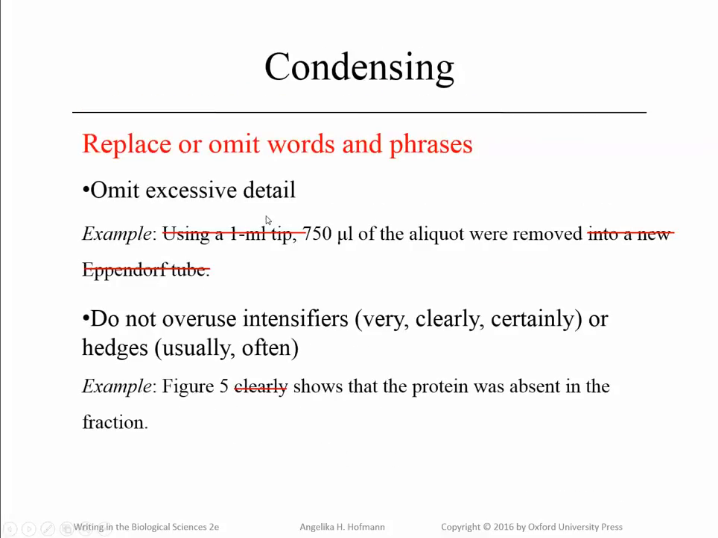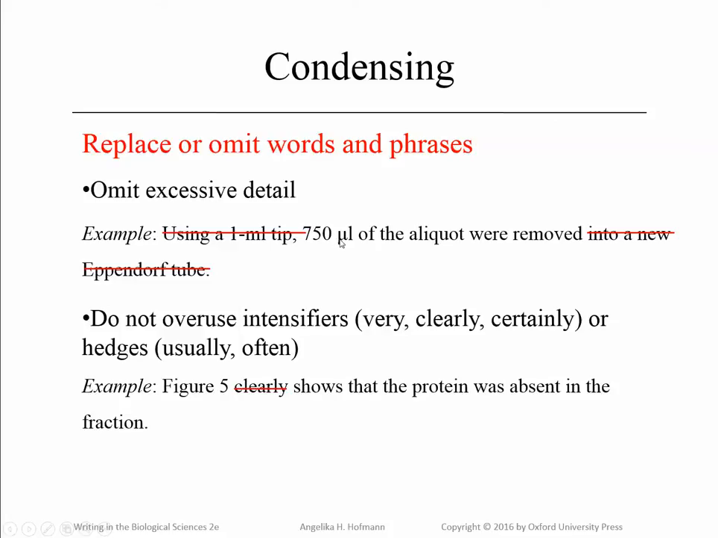The other thing that is real common is putting in too much detail. If the detail that you are including in no way will really affect the outcome of the experiment, let's say you're doing methods, then you need to leave it out. You may want to check with your lab instructor on specific courses, but in a typical scientific paper you would not see this full sentence up here: "Using a 1 mil tip, 750 microliters of aliquot were removed into a new Eppendorf tube."